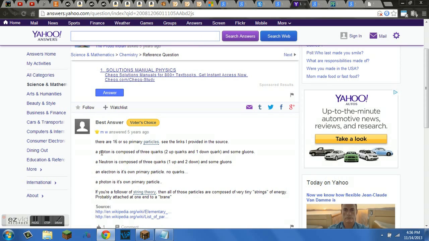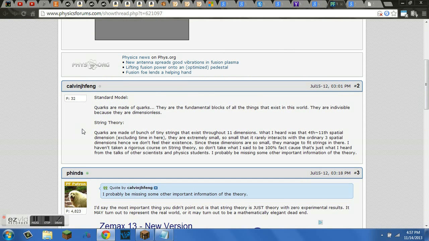So a proton is composed of 3 quarks, 2 up quarks and 1 down quark, and then some gluons. That is important. We're going to go into the quarks, where quarks are not divisible. Here, it says quarks are the fundamental blocks of all things that exist in the world, and they are indivisible because they are dimensionless. So pretty much it's saying that if you took apart a quark, it would just be another quark and a quark and a quark, going on forever, because they're indivisible.